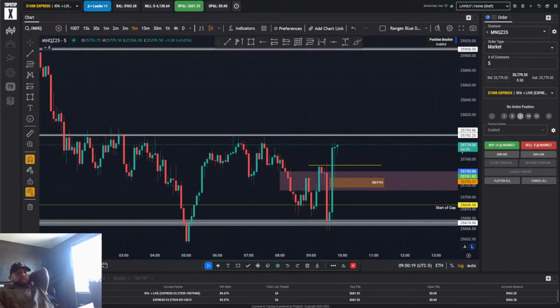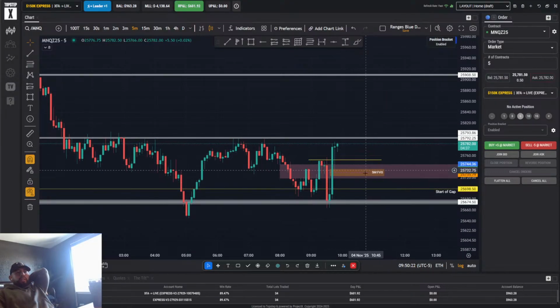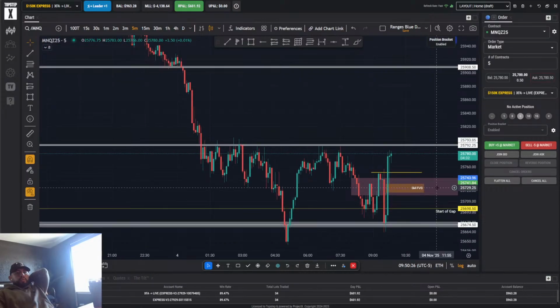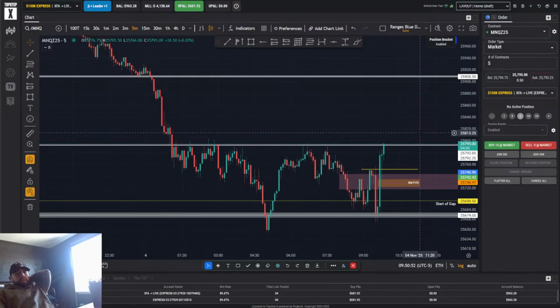And come back to the 34s. I would like a little bit deeper pullback before actually running those 800s. Alright, we're pushing.